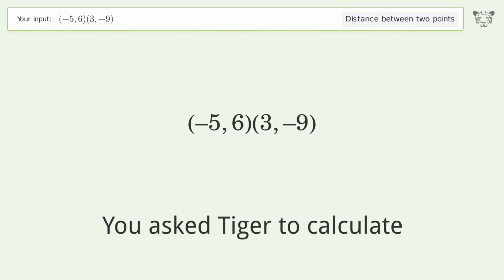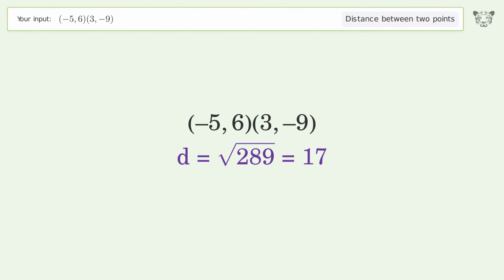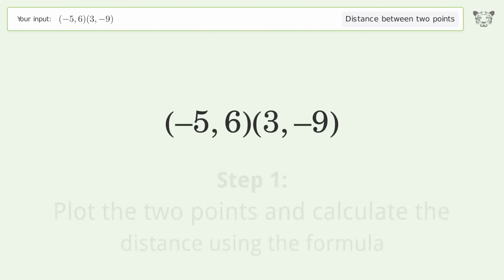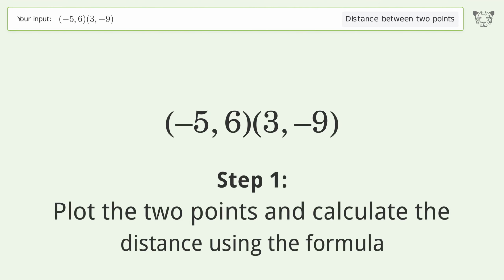You ask Tiger to calculate. This deals with the distance between 2 points. The distance between the 2 points is the square root of 289, or 17. Let's solve it step by step. Plot the 2 points and calculate the distance using the formula.